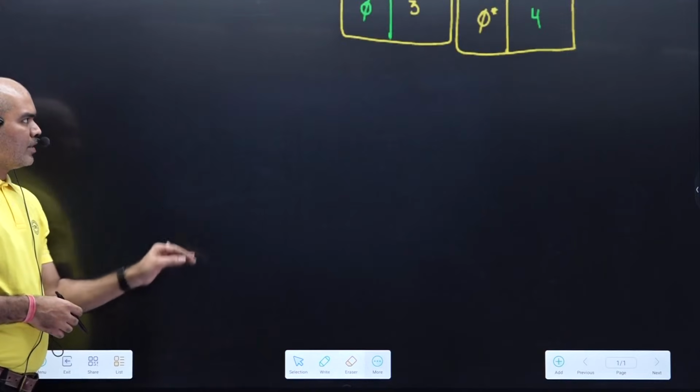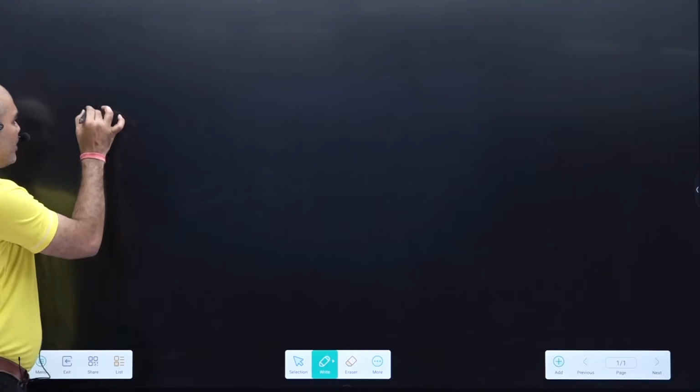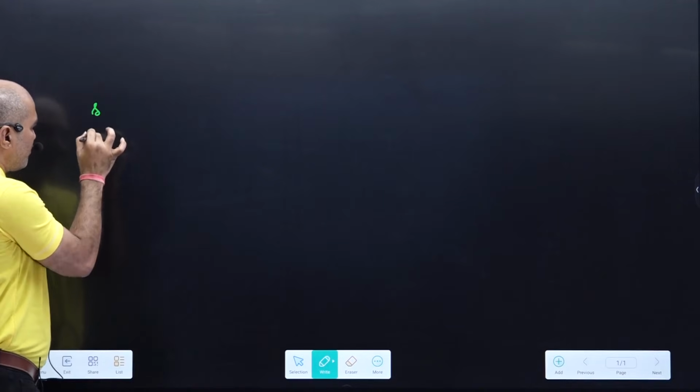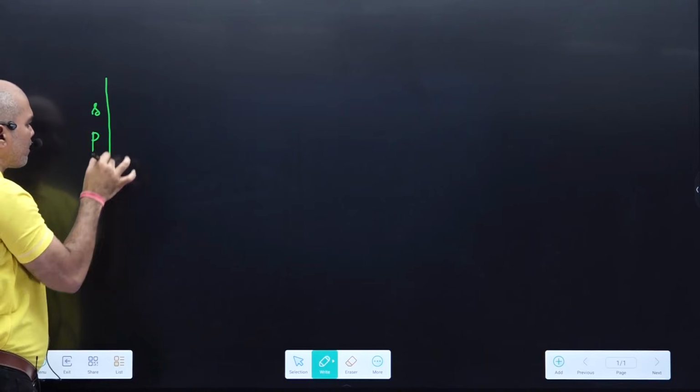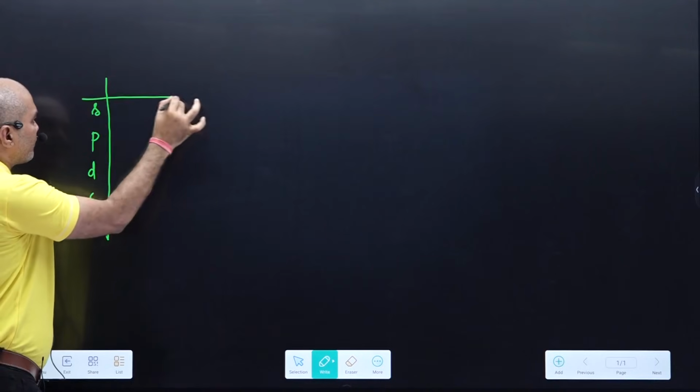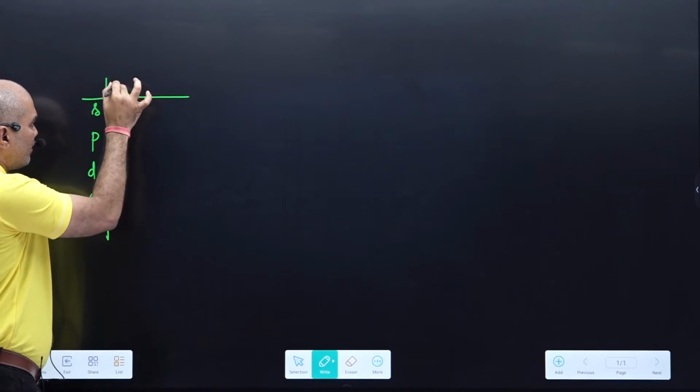Right, we'll close with the last basic point. Suppose I give you s orbital, p orbital, d orbital and f orbital. Which of them will have inversion?